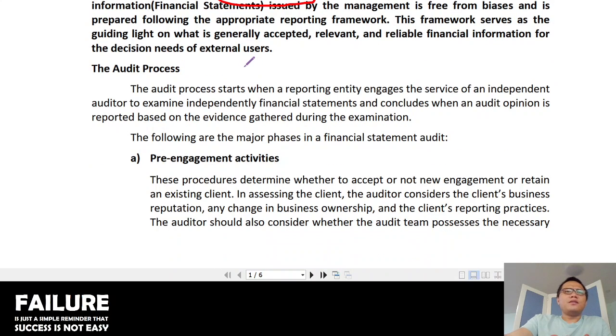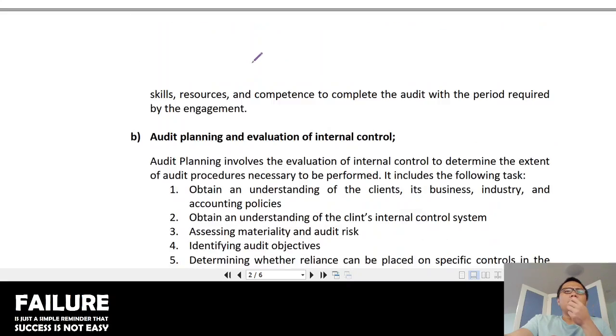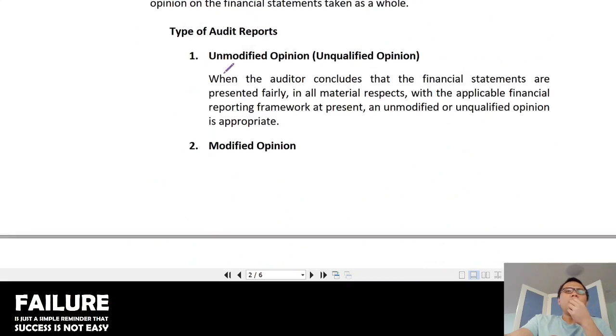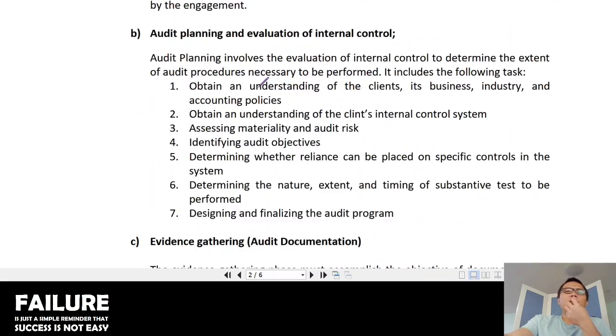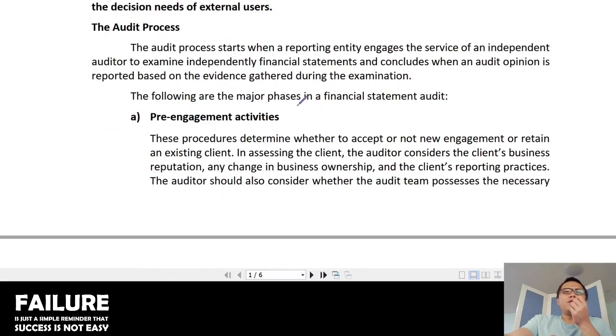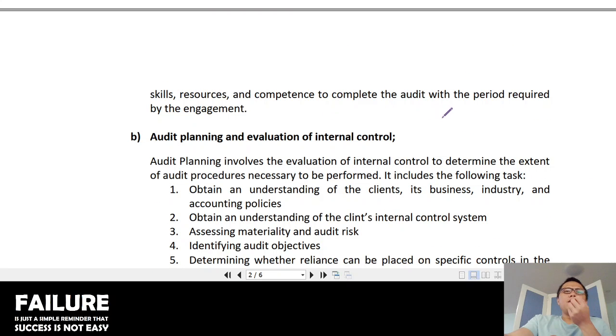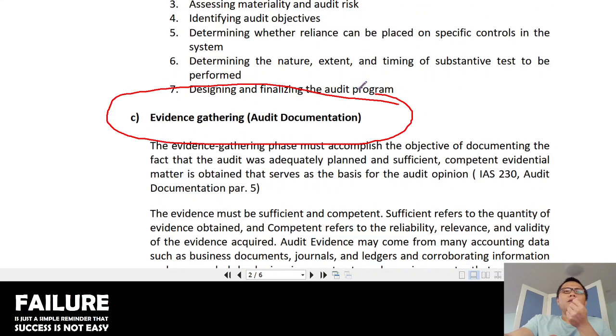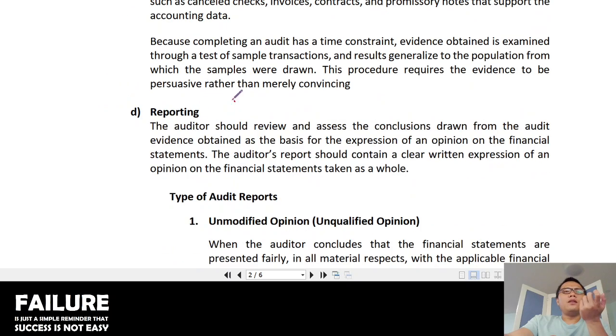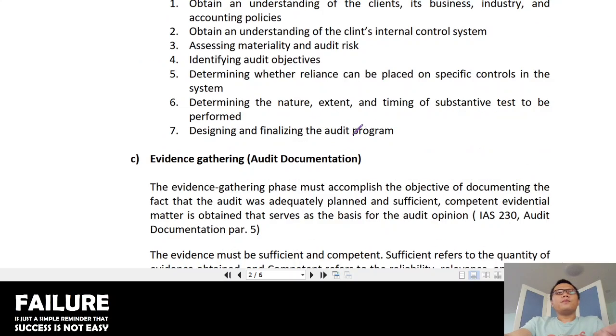So the audit process, basically, there are 1, 2, 3, and 4, no? In general yan siya, no? Major process when we conduct an audit. So the first is yung tinatawag natin na pre-engagement activities. Second is itong audit planning, evaluation of internal control. And third, yung evidence gathering. And last is yung reporting of the result. Okay?